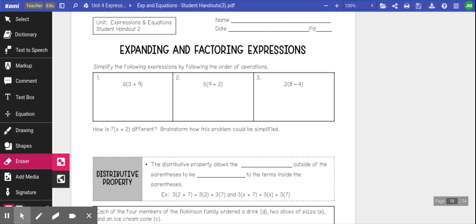All right, hey everybody. Just going to go ahead and go over distributive property. So we're looking at this handout to kind of give us some examples that we can demonstrate for you. Simplify the following expressions by following the orders of operations.